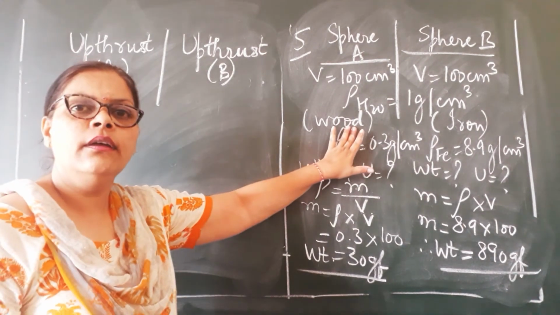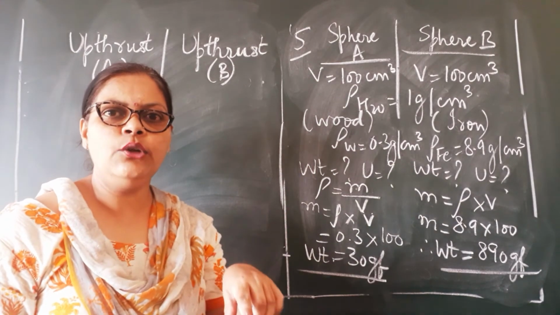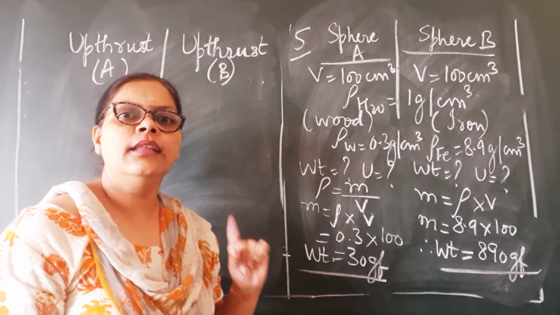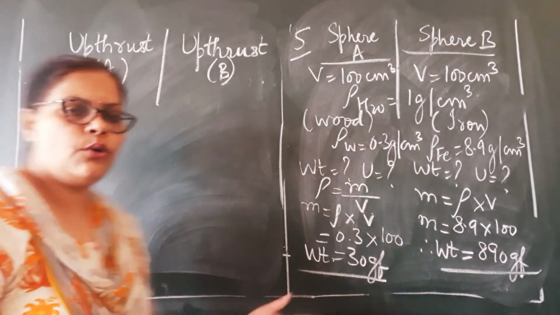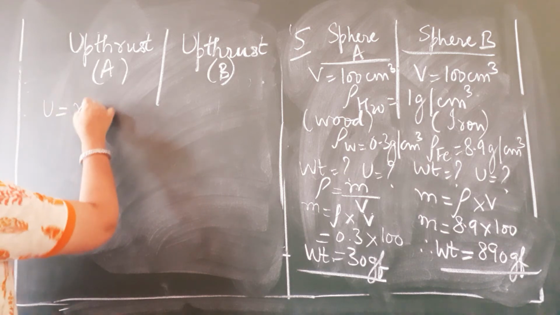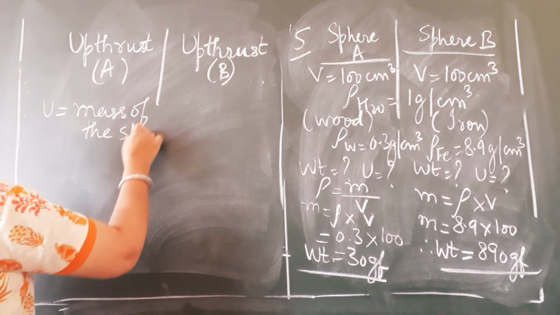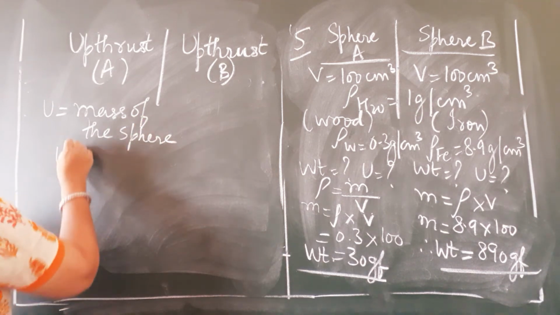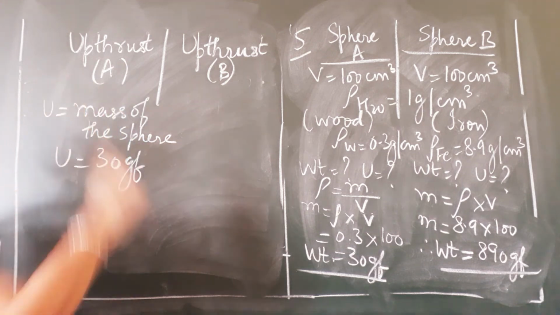This is wood. We know that wood is going to be very light, it's going to float. So what did I tell you? When anything floats, in that case, what would be the upthrust? It will be equal to the mass. Okay, you remember? So therefore, we will say upthrust is equal to the mass of the sphere, which is going to be equal to, what is the mass? 30. So we write down 30 gram force is the upthrust on sphere A.